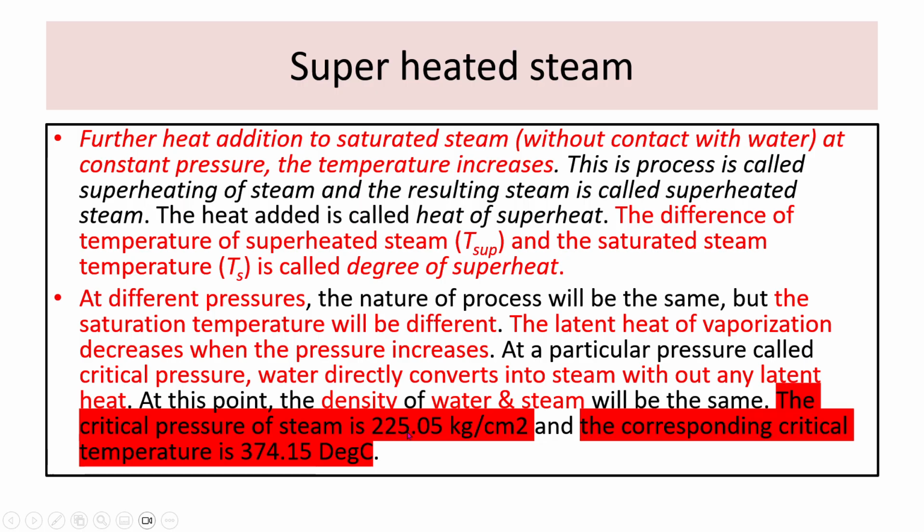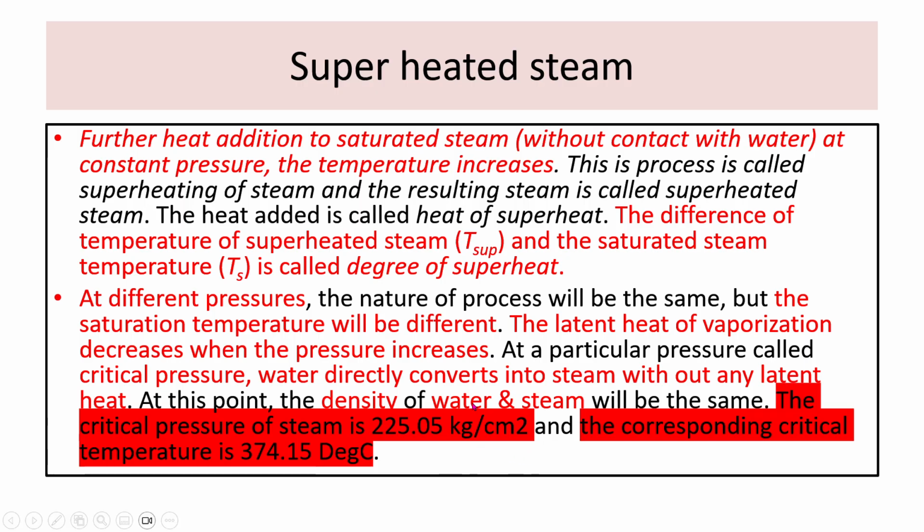This is at 225.05 kg per centimeter square, and the corresponding critical temperature will be 374.14 degrees centigrade. The water becomes directly converted to steam. There is no need of any latent heat.